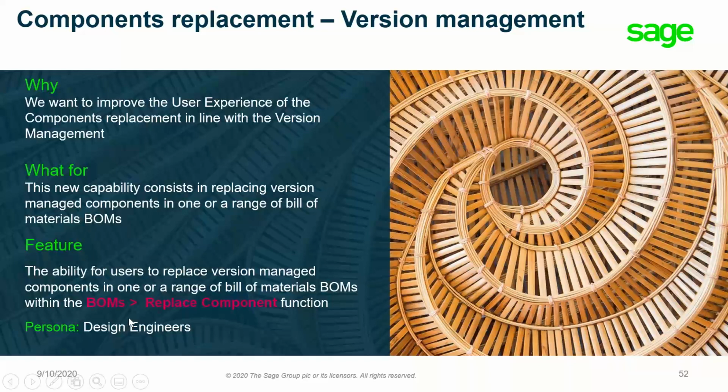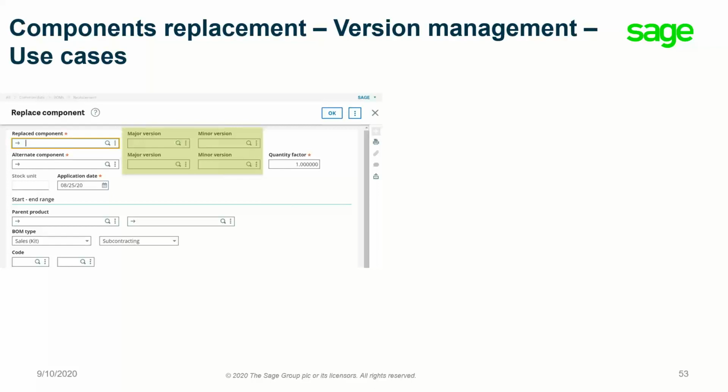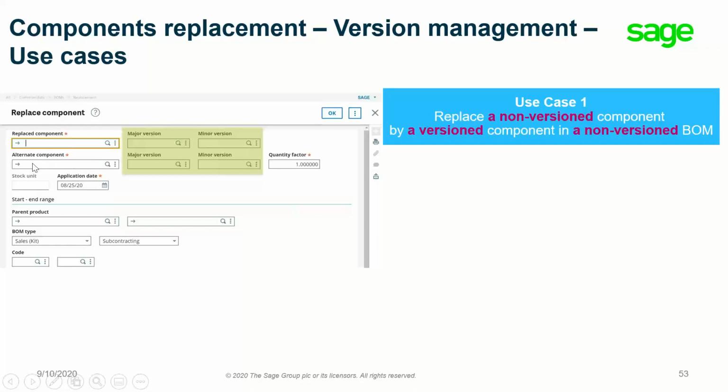All of this is happening in the replace component function in X3. Bear with me a little bit, because it may give you a little headache to follow me. In the replace component function, we have added four fields: major version and minor version for the replaced component, and major and minor versions for the alternate component. This new capability covers three use cases.